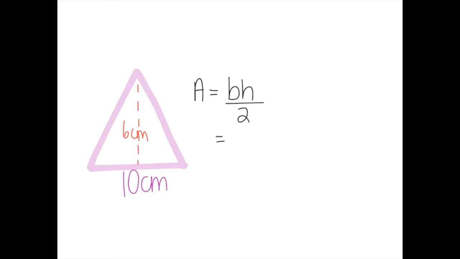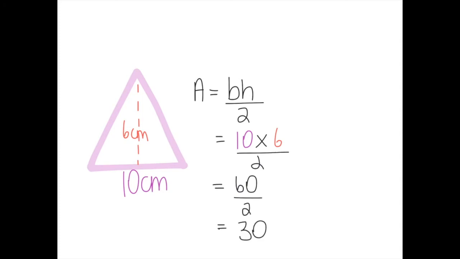Now, my base is 10 centimeters and my height is 6 centimeters, and I'm just going to be dividing that by 2. 10 times 6 is 60 divided by 2 equals 30, and I know I'm looking at centimeters, so I'm going to go centimeters, and it's the inside of that shape, so centimeters squared.